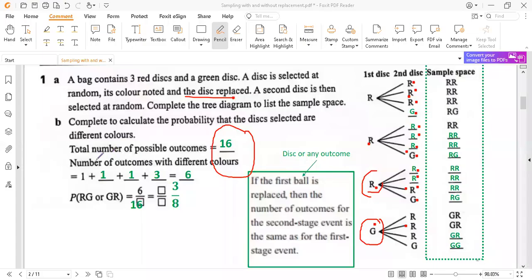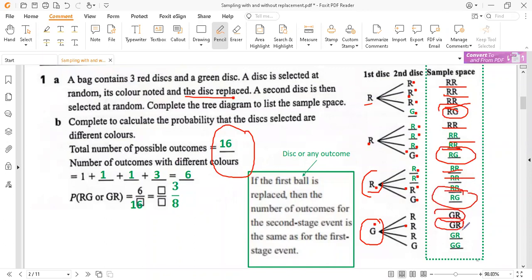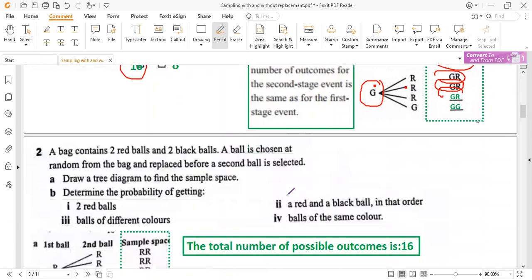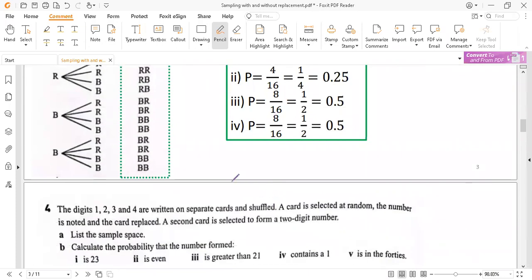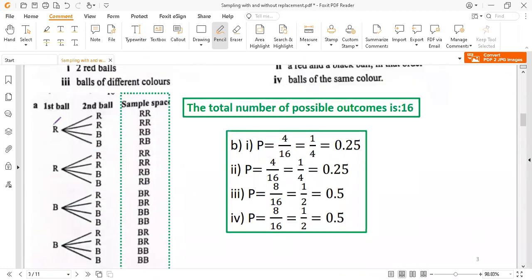We are interested in the number of outcomes with different colors. The first one, same color, same color, same color, different color. The second one, same color, same color, same color. The second, third, fourth, fifth, and sixth ones. So we have six outcomes with different colors, and we divide by the total number of possible outcomes. Easy. In the same way, we can continue the following exercises, adopting the same strategy.